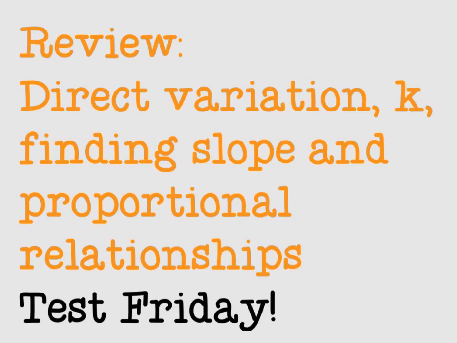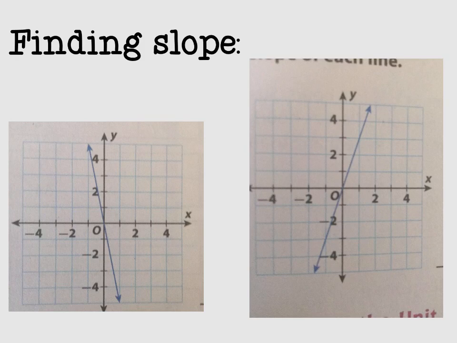This is a short review video of everything we've already learned, just to prepare you for the test. It's going to get us ready to play Chutes and Ladders tomorrow, or today if you're watching this in the morning. So we're going to review direct variation, finding slope, K, and unit rate. They're all the same thing. And proportional relationships, and how to solve a proportion. Some of you remember the baseball bat method.